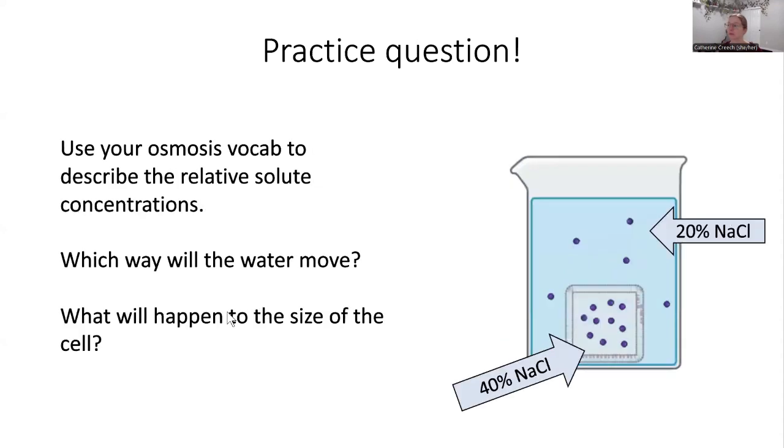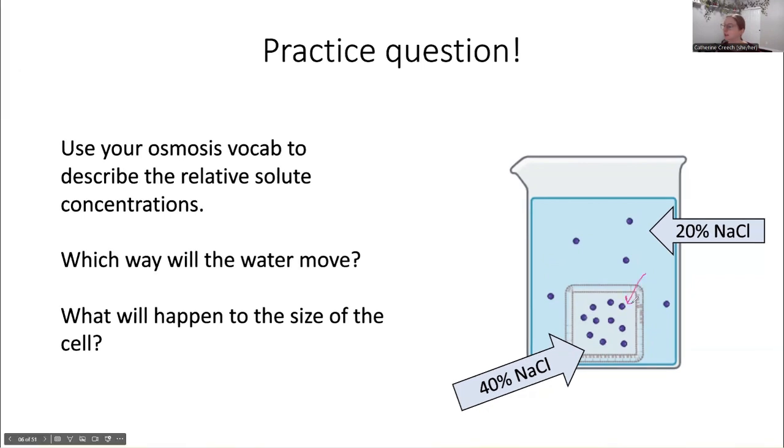Here, now we have a cell in a beaker. Which way will the water move? And what will happen to the size of the cell? There is more solute inside the cell. So the cell is hypertonic to the solution outside. The solution outside is hypotonic to the cell. The water will move from high concentration to low concentration. So the water is going to move right into this cell. And think about filling a water balloon. What's going to happen to the size of the cell? It's going to increase.